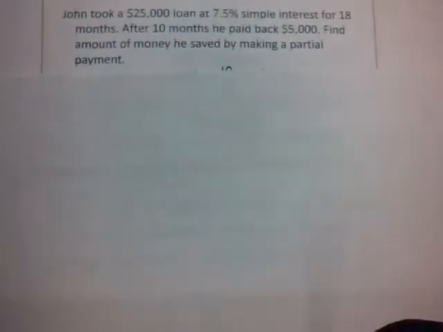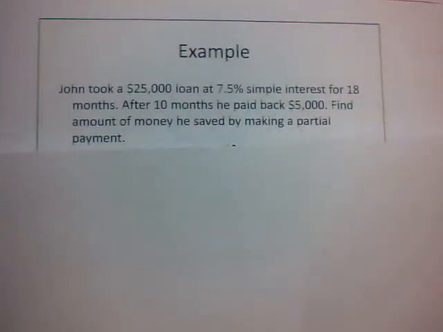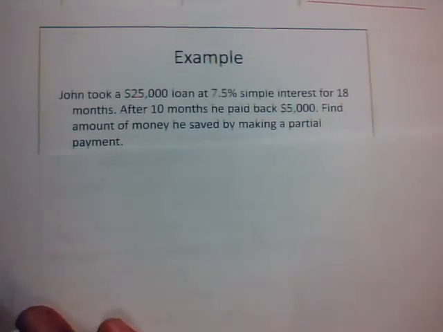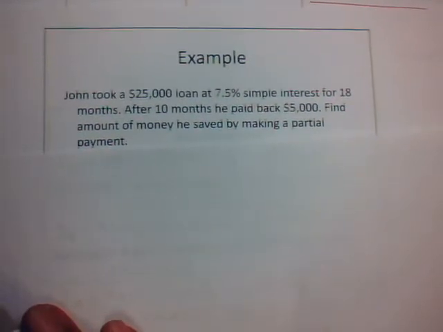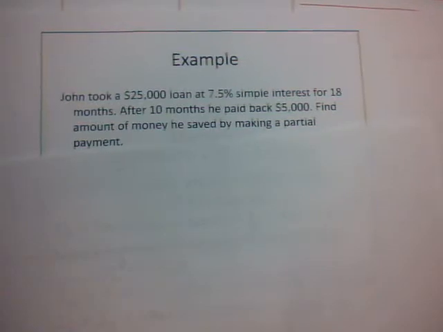Let's say that John took a $25,000 loan at 7.5% simple interest for 18 months. After 10 months, he paid back $5,000. Find the amount of money he saved by making a partial payment.